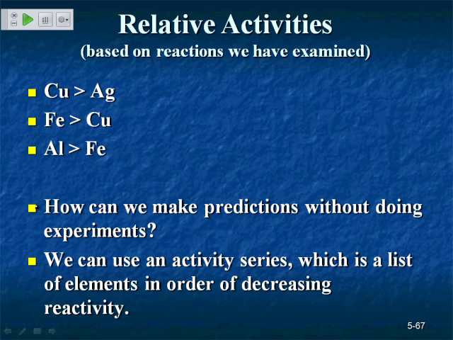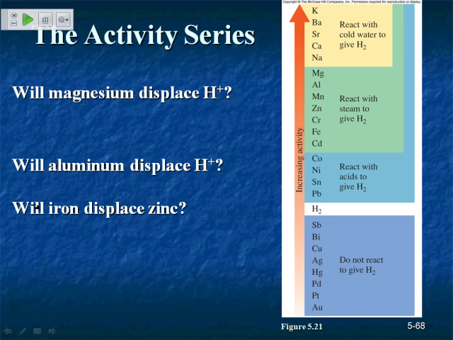But how can we make predictions without doing experiments? It is not possible to go to the lab and test every single metal with every single other metal solution to decide which one is more active or which one will displace which one. Correct? So we will have something called an activity series, which is a list of most of the commonly used metals in the order of decreasing reactivity. So this is your activity series.